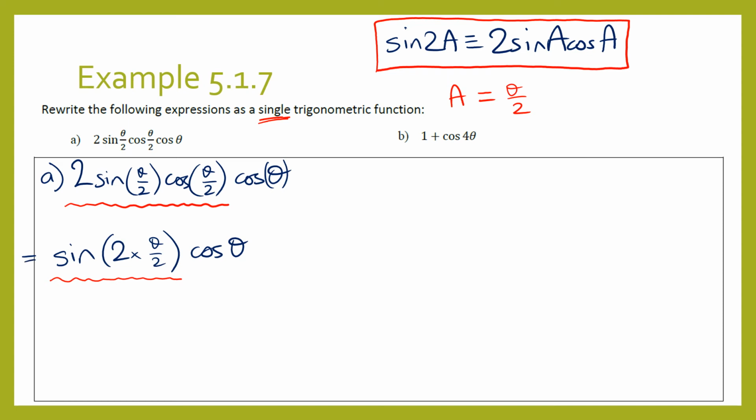So that's a step in the right direction. Let's simplify that. 2 lots of a half theta is 1 theta. So we've got sine theta cos theta. It's a little bit simpler than we started with, but still not what the question wants. It wants a single trig function. So once again, pause the video, have a go, think how can we get this down to a single trig function. So look for a pattern. Off you go, have a go.